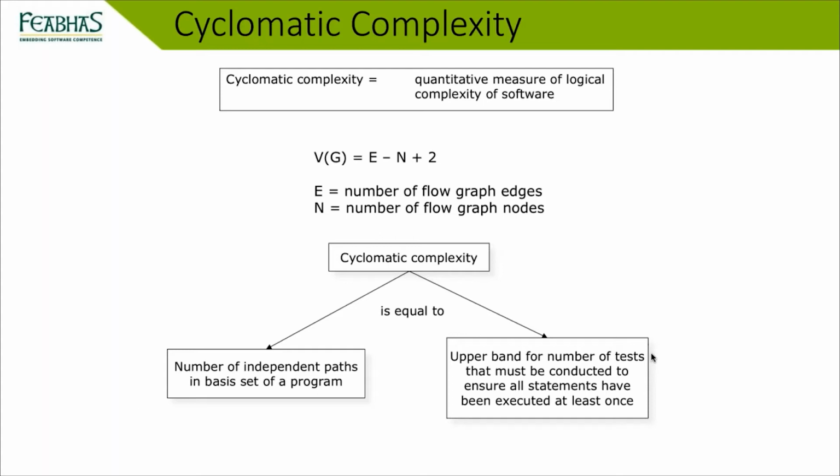Now, there is a side effect of cyclomatic complexity when you look at testing, it gives you the upper band for the number of tests possibly needed to be written to give you statement coverage. So just 100% code coverage, not decision coverage or branch coverage, just pure code coverage associated with it. So how do we calculate it?